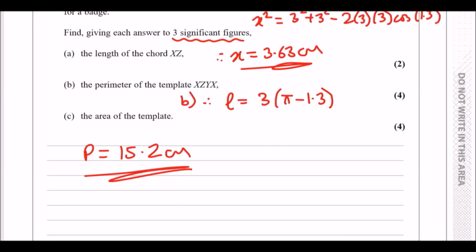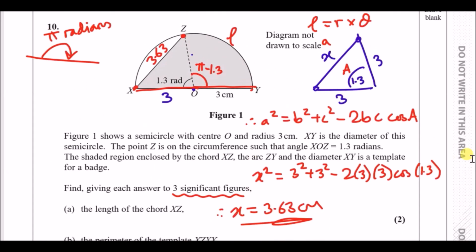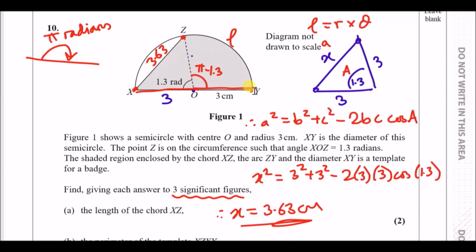Okay, part C. Now we need to work out the area of the template. As you can see, the template here is made up of a triangle and a sector. So naturally, all you need to do is work out the area of this triangle first and add it to the area of this sector here, and done. You've got the answer. So what is the area of a triangle formula and area of a sector?